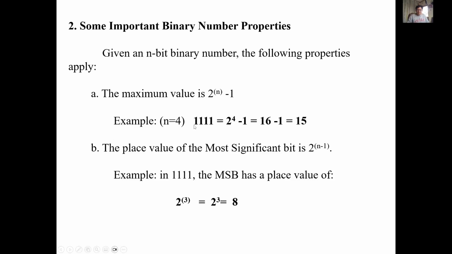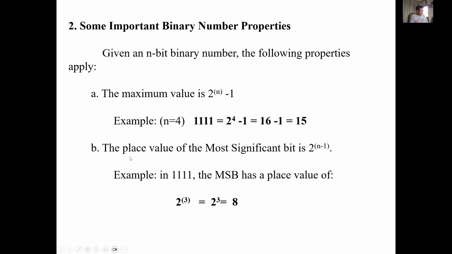Actually, the place values here are 1, 2, 4, 8. There is an easy way to remember that. You get the next place value. For example, the most significant bit in 1111 has a value of 8. The next value is 16, right? We just subtract it by 1, so it's 15. We don't even have to raise it to an exponent of 4. We just determine the next place value.